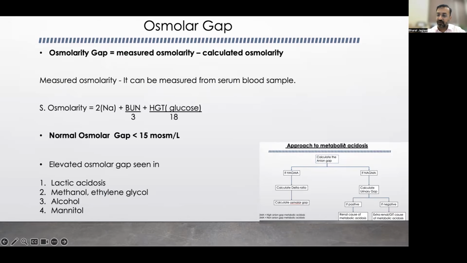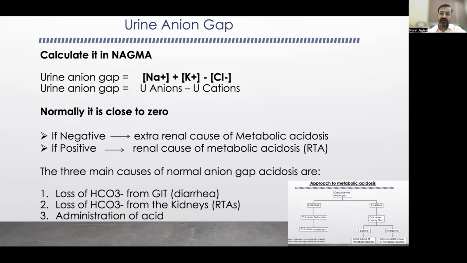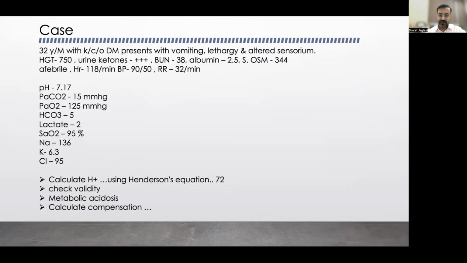So this is the approach to metabolic acidosis. Whenever there's a metabolic acidosis, look for the anion gap, whether normal or high. If the anion gap is high, look for the delta ratio and the osmolar gap. If the anion gap is normal, calculate the urinary gap, and if positive, it is a renal cause. If negative, it could be the extrarenal causes. Now let's go through the cases and see how it goes.